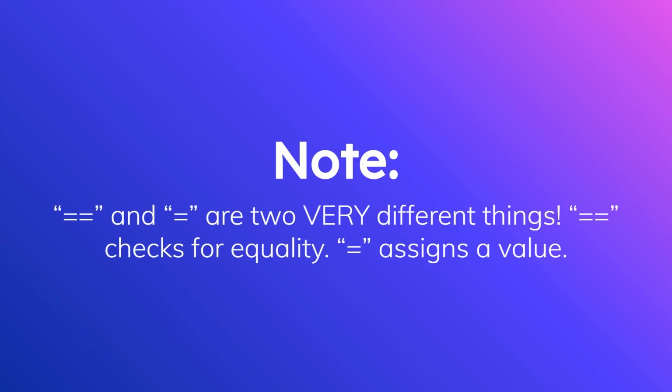Okay, so note, we just talked about the double equal sign and the single equal sign. Yes, they use the same signs, but they're very different things. The double equal sign compares values. It checks for equality, and so it's going to return a true or false Boolean. A single equal sign only assigns a value. On your left would be the name of your variable, and on the right would be the data which you'll assign to that variable. They're two very different things.